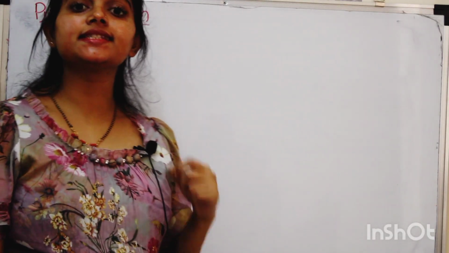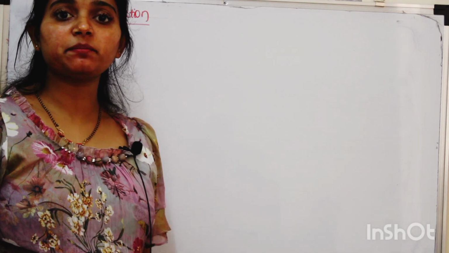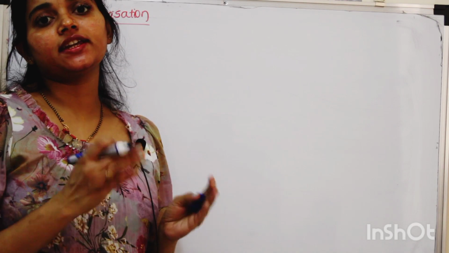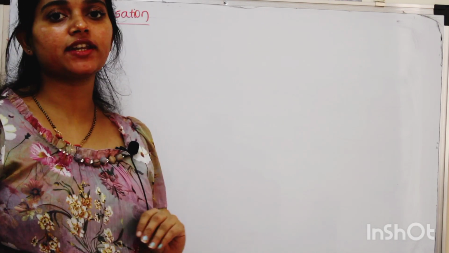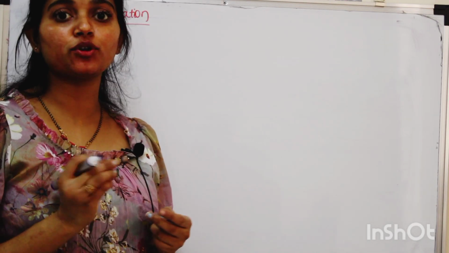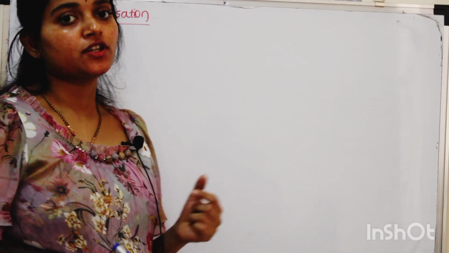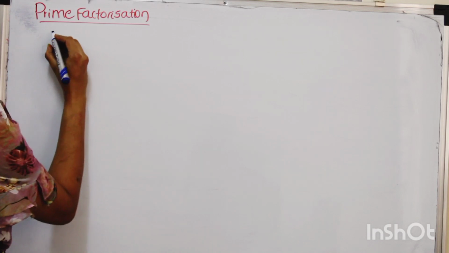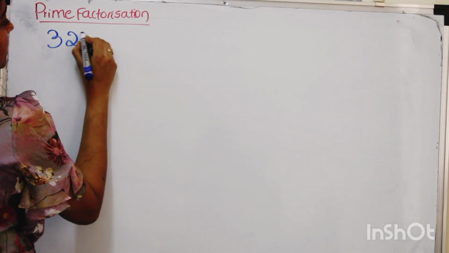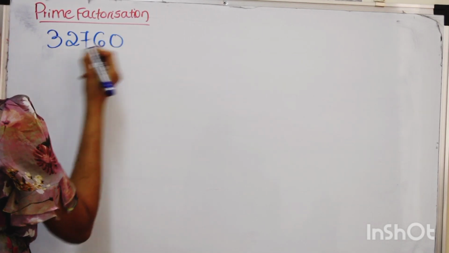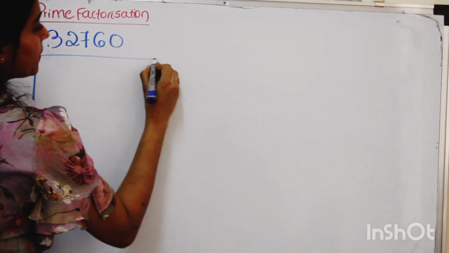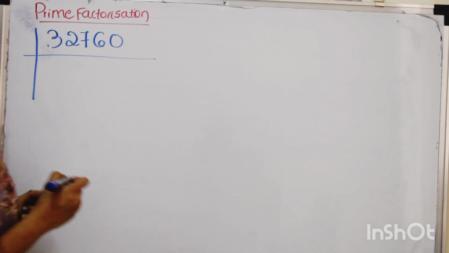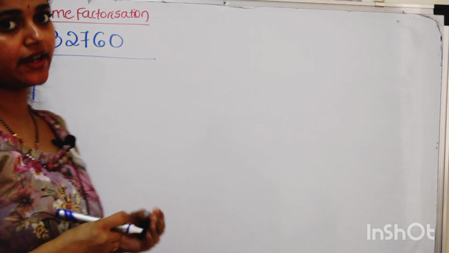Now let's see how to find the prime factorization of any composite number. You know that by the fundamental theorem of arithmetic, a composite number can be written as a product of prime numbers. So now let us see how to find prime factorization. I will take one example, 32,760. So now let's see the prime factorization of 32,760.